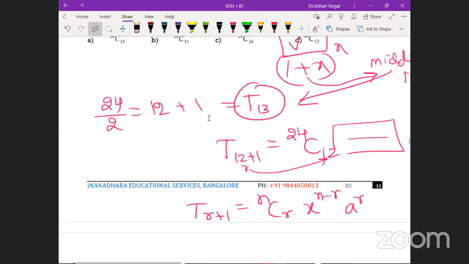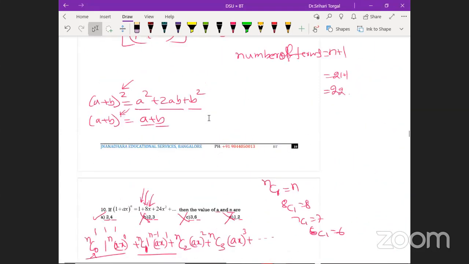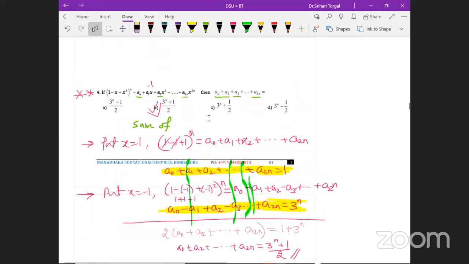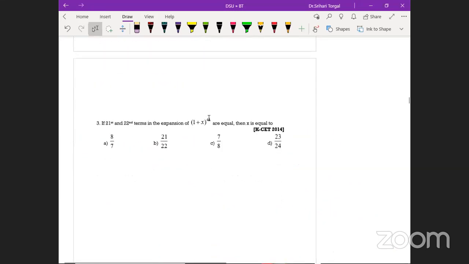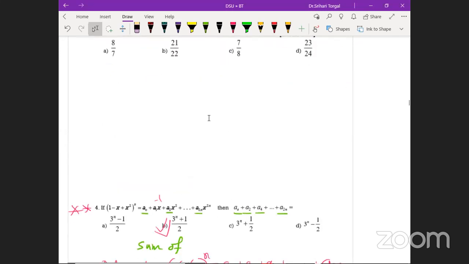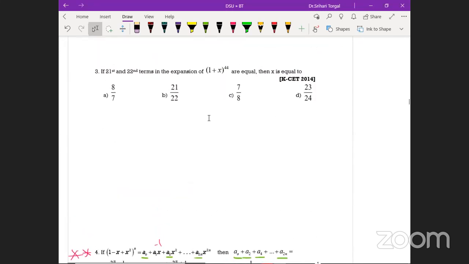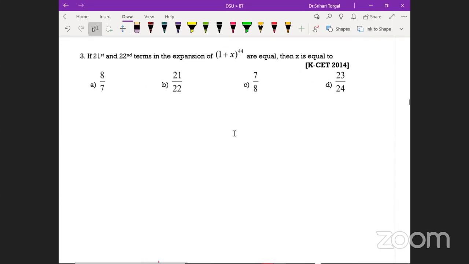Problem of the same type. No, this is a little bit different from that. Let me solve this. Question number 2014: if the 21st and 22nd terms in the expansion of (1 + x)^44 are equal, then x is equal to?